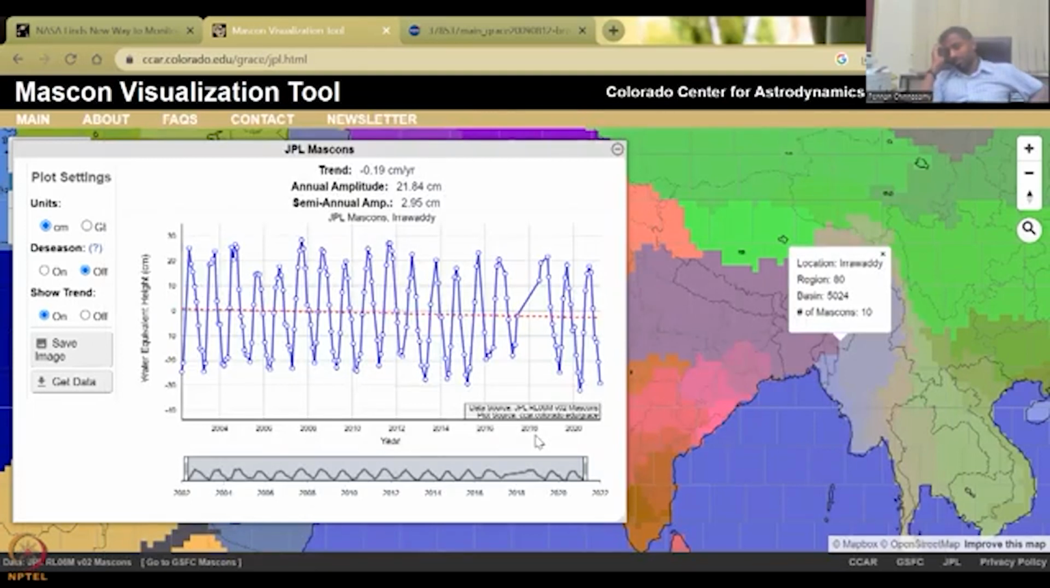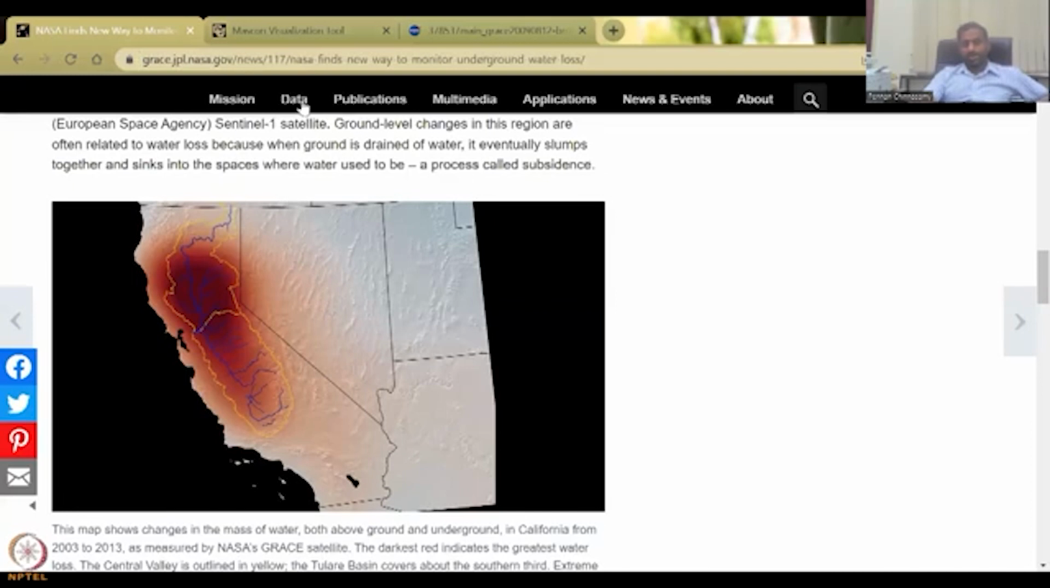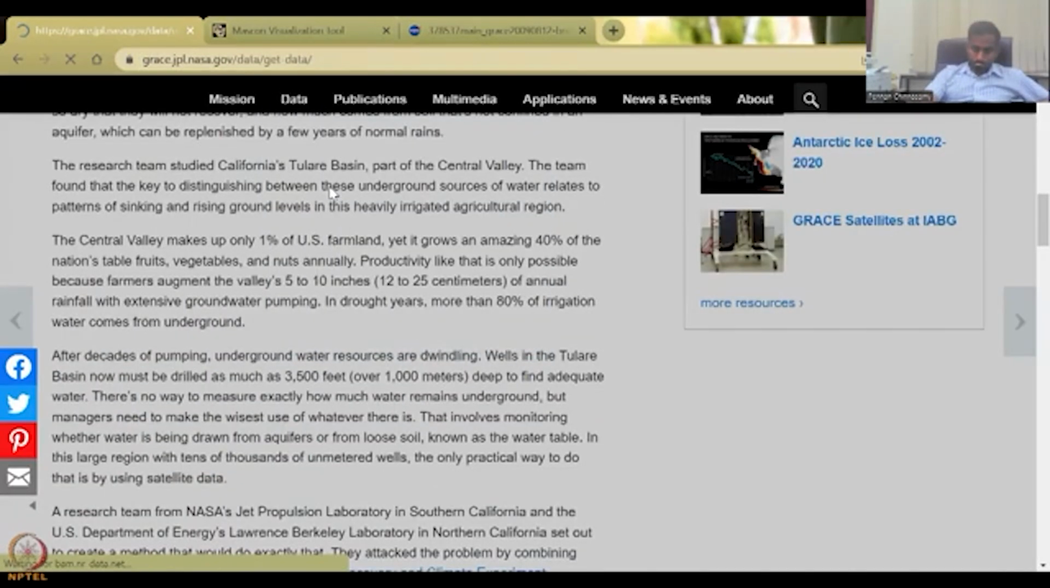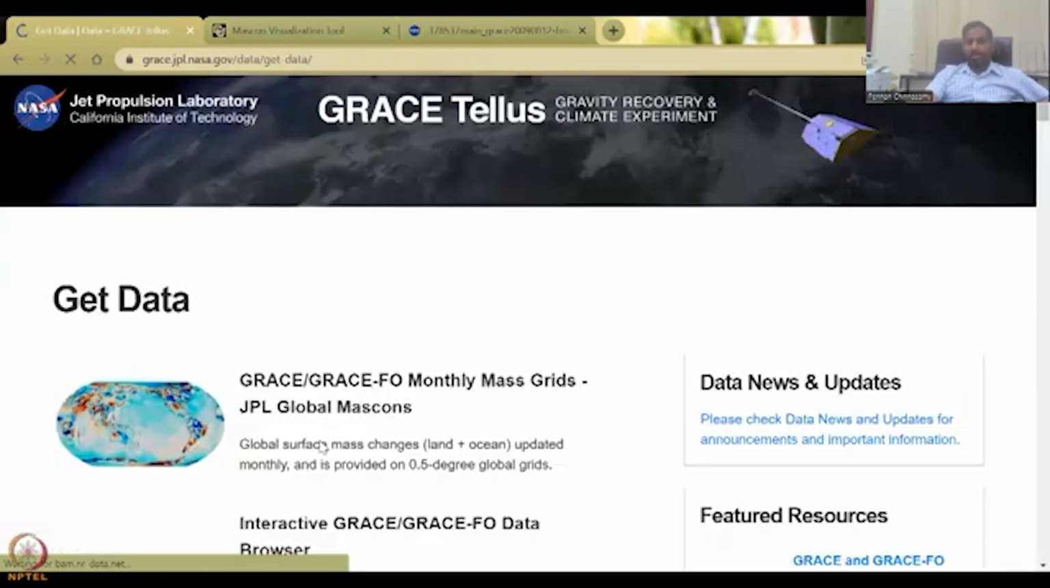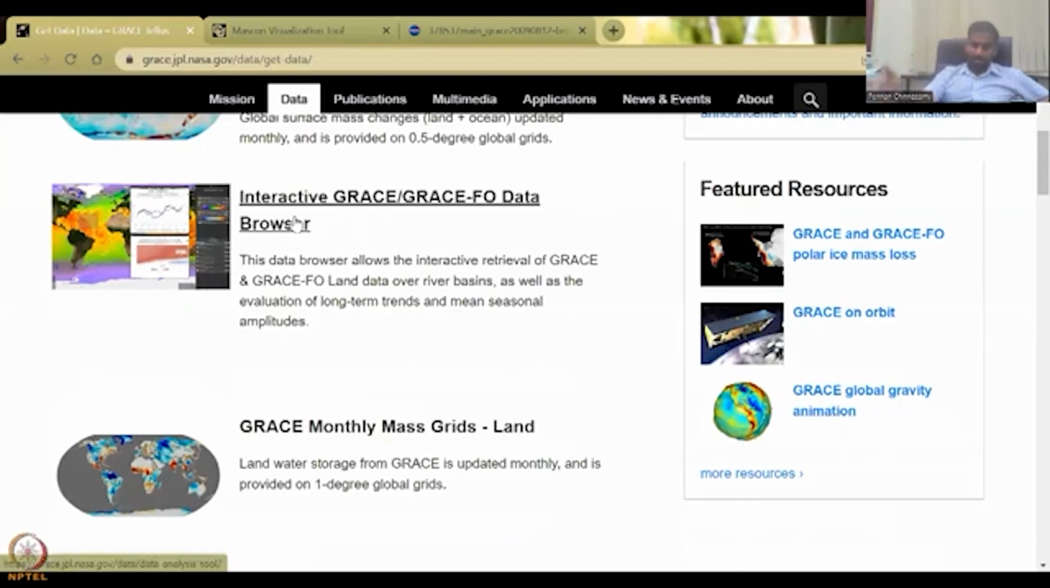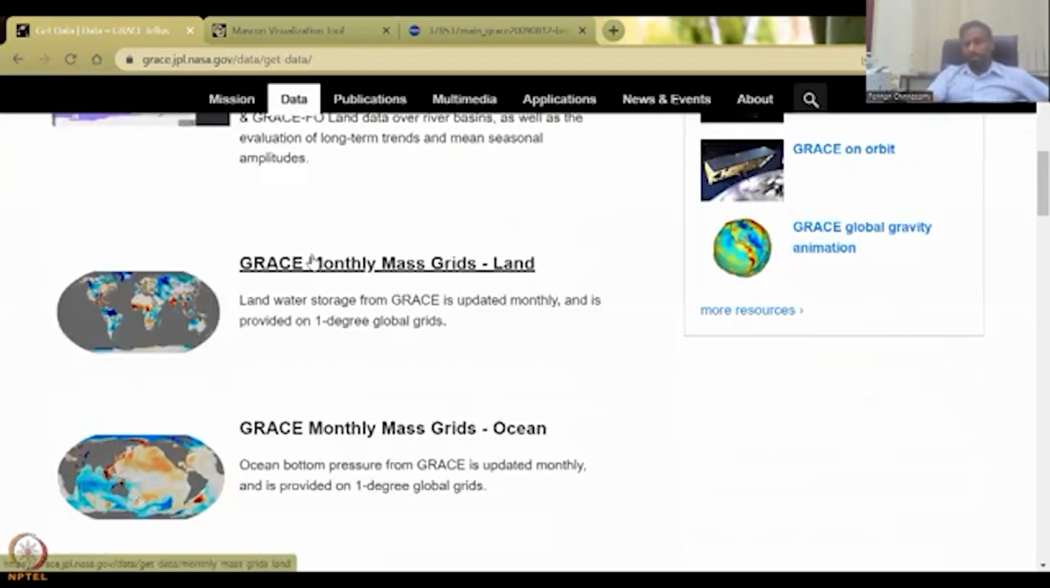So I used to download these types of data, but most of the time I use the data platforms of NASA, Earthdata. And then it'll ask you which type of solutions do you want. If you want the interactive browser, this is another interactive browser also you can use. I'll go to monthly mass grids.